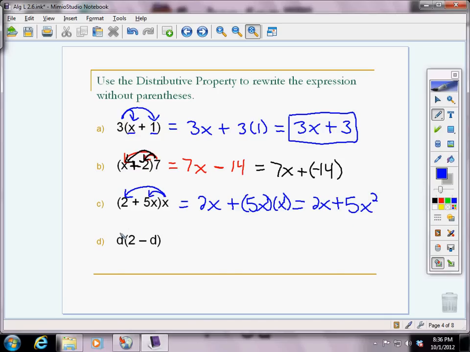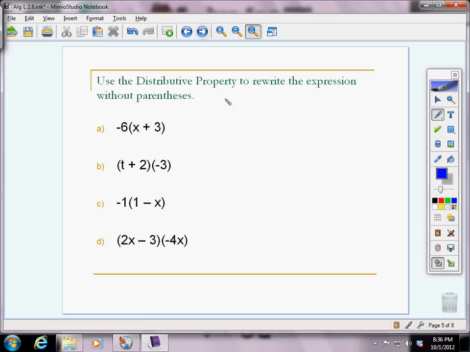And same thing down here, d times 2. We could write as d times 2, but it's probably better to write 2 times d. And d times d, well, that's going to be d squared. Subtraction sign here, subtraction sign here. And what we're going to talk about later is how these are not like terms because they're not identical. X squared means something different than x.